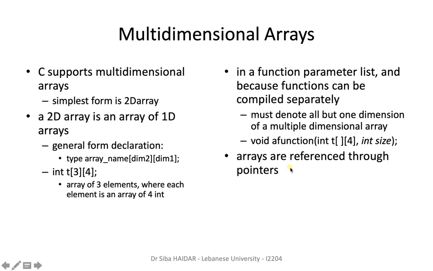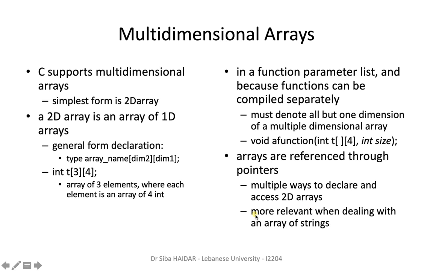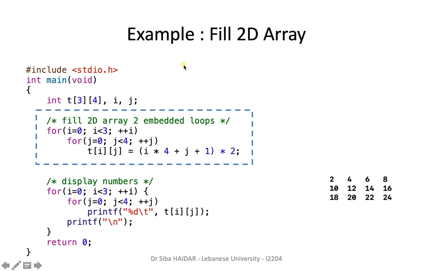And you already know that arrays are referenced through pointers, so there are multiple ways to declare and access two-dimensional arrays. We will see this now, and it will become more relevant when you are dealing with an array of strings in particular, not an array of any other arrays. So let's proceed by example, and let's consider this program which fills a two-dimensional array with even numbers starting from 2. Regardless of this nice expression, depending on the indexes i and j to fill the even numbers, we are concerned now by the double for loop needed in order to fill the array.